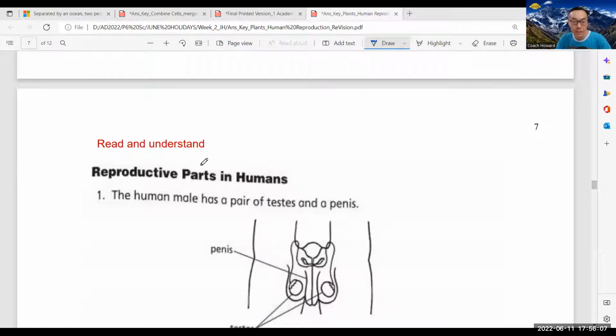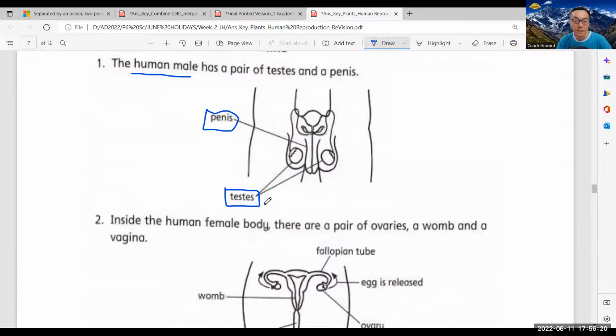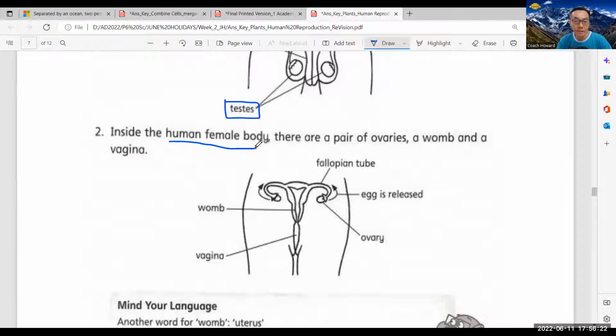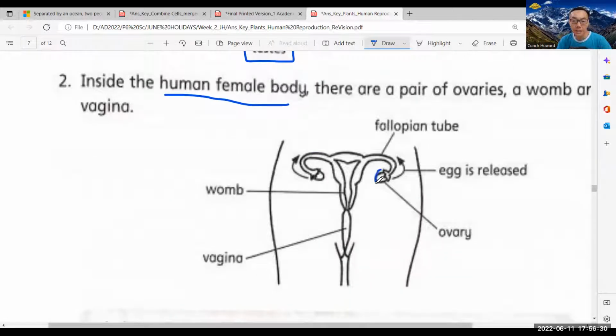Okay, this is a part on human reproduction. So you need to know the male reproductive parts, which are stated here. Usually they ask you to label the parts, and also the female one, label the parts. Okay, you take note, this part where the egg is released is actually in this area.